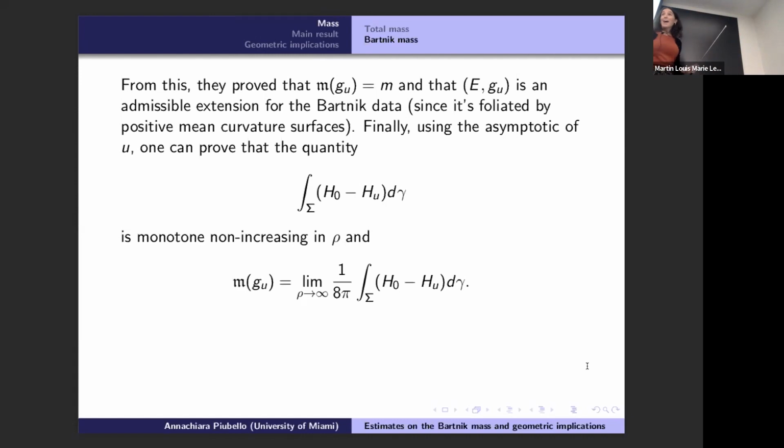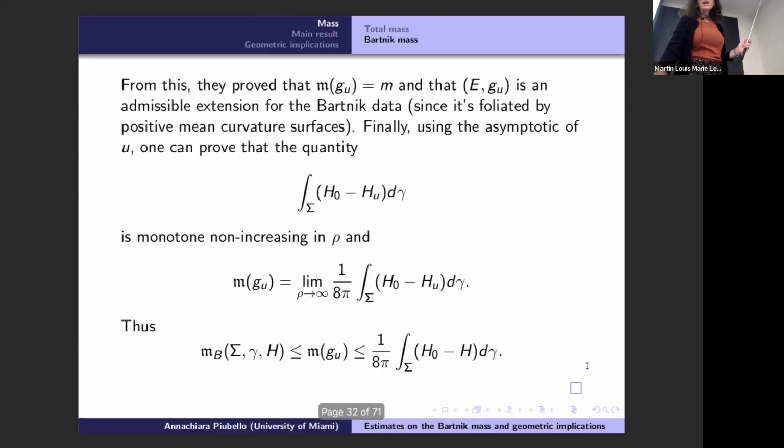And now we have found a value for the mass of this extension, right? So by definition, this will provide an upper estimate for the Bartnik mass. And finally, since this quantity is monotone non-increasing, it will have its maximum at sigma, and we saw that the mean curvature will agree with h. And this is their construction. Again, I left out all the details, but just to give an idea.